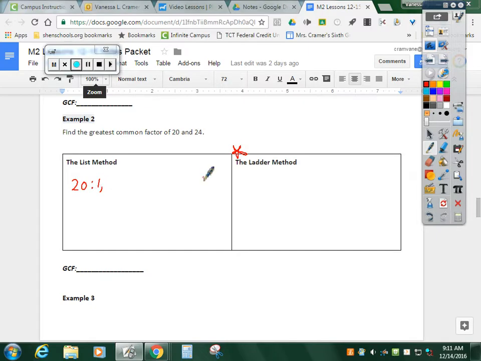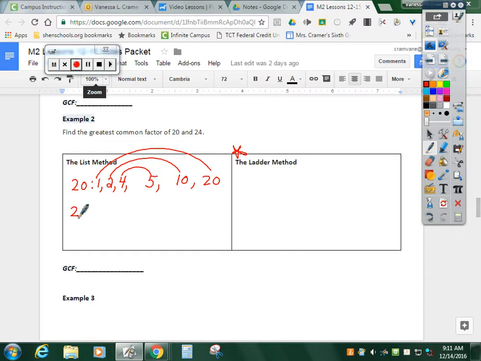20, you start with 1. 1 times 20 gives you 20. You go to 2. 2 times 10 gives you 20. You go to 3. It doesn't fit inside. You go to 4. 4 times 5. You go to 5, and 5's already in the list. So these are all the factors or things that fit inside 20.